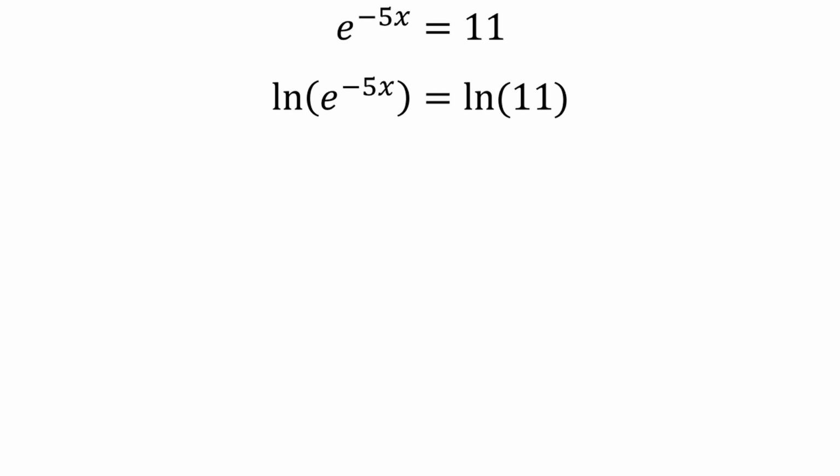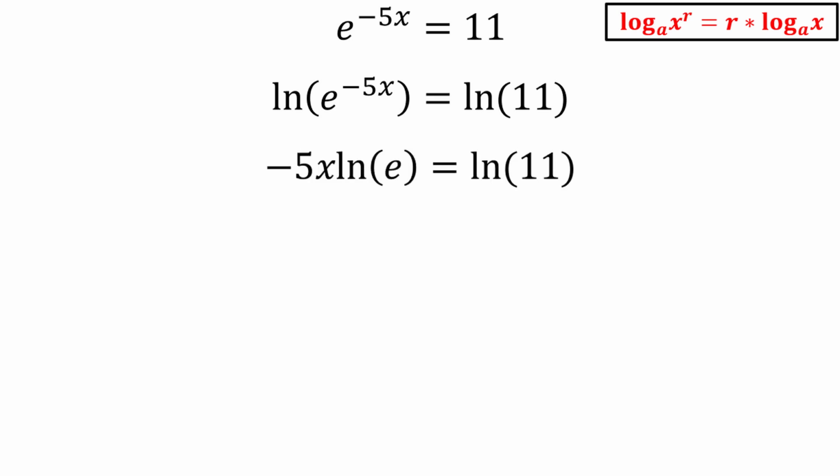Using the log of a power property to bring the negative 5x out front, we have negative 5x times the natural log of e is equal to the natural log of 11. Well, you may or may not realize this, but the natural log of e is just equal to 1. It's literally asking e raised to what power equals e, which is just 1. e to the first power is equal to e.